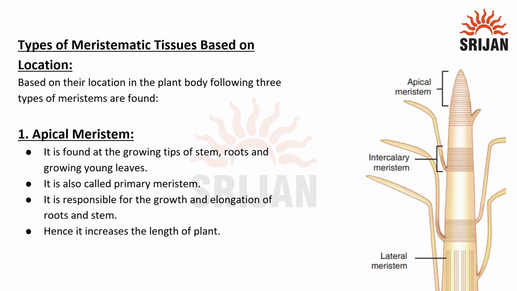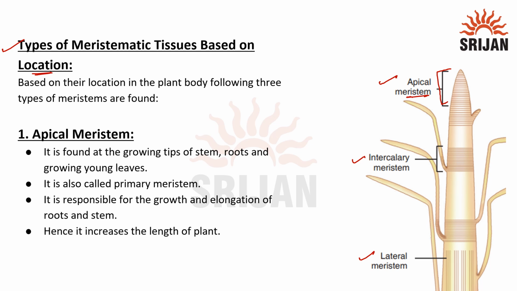Now we will be seeing the types of meristematic tissue based on the location. Here in the image you can observe this tissue is called the apical meristem since it is present at the tip or at the apex. Then you can see the next tissue, which is the intercalary meristem, and then the lateral meristem. Let's take a look at them one by one.